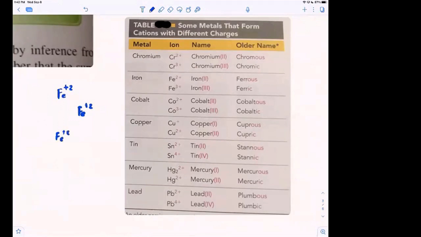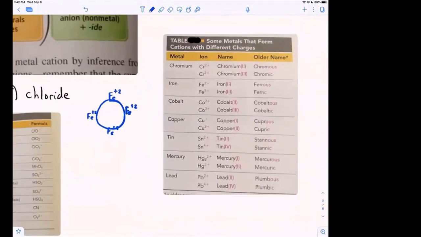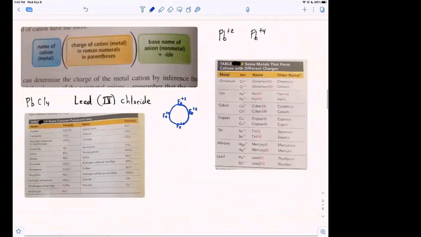Anyone want to guess what I'm drawing? Ferris wheel. You got it. There you go. Yes, a Ferris wheel. I'm impressed, Andre. All right.